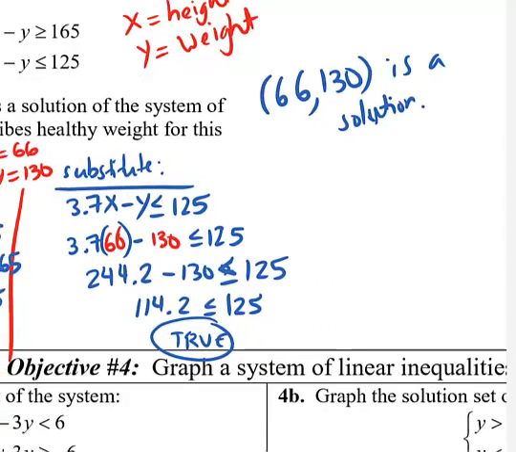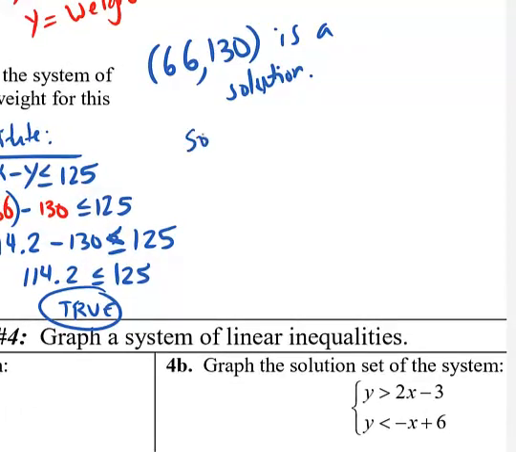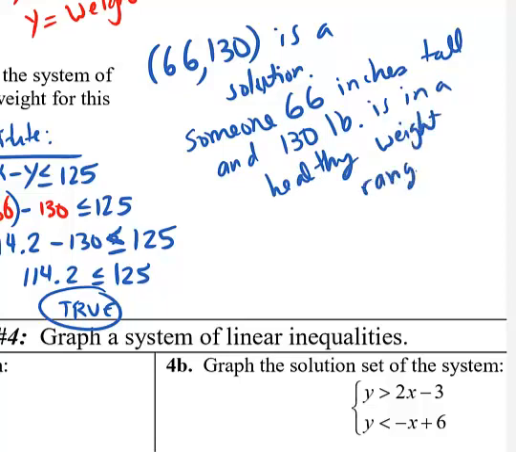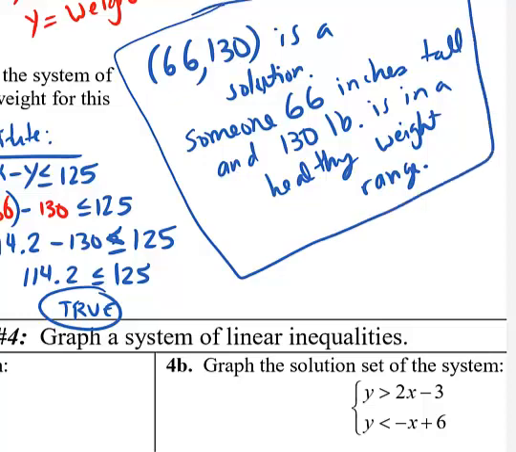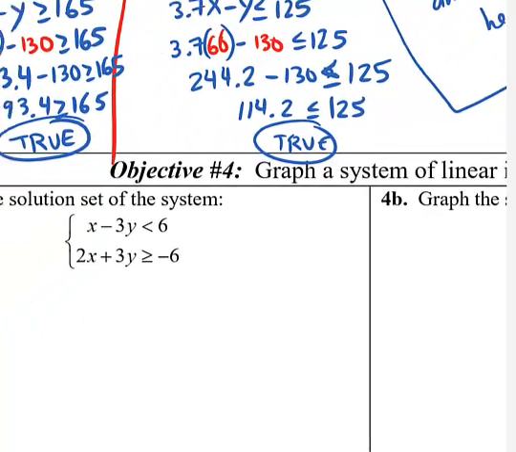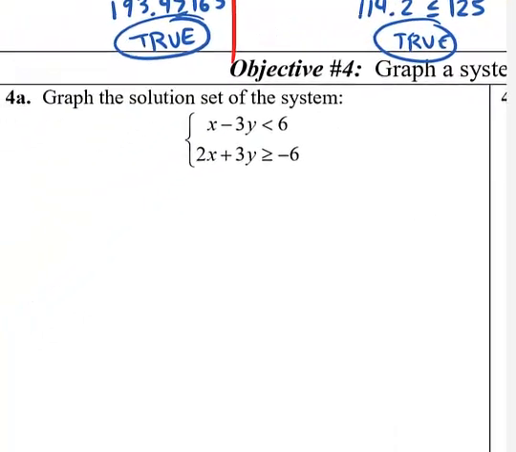They didn't really ask, but that means that someone 66 inches tall and 130 pounds, I guess, is in a healthy weight range. That's 5'6", huh? Okay. So if you're 5'6" and you're 130 pounds, then you're healthy. Interesting. Alright, let's see. Then, the very last objective now is a system of equations.